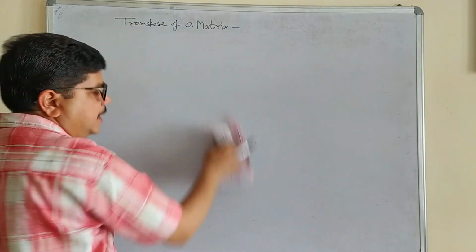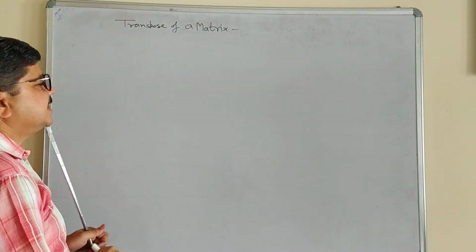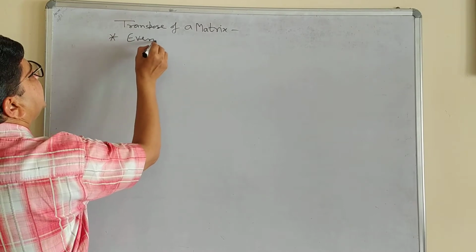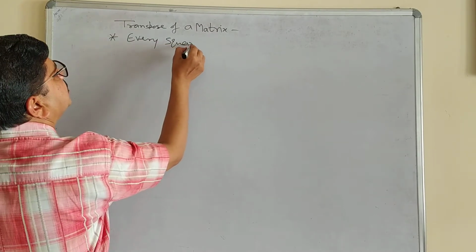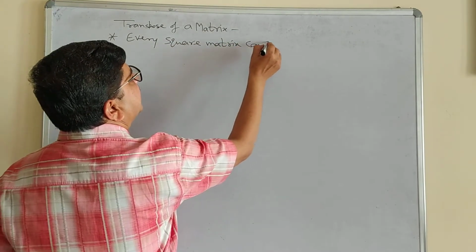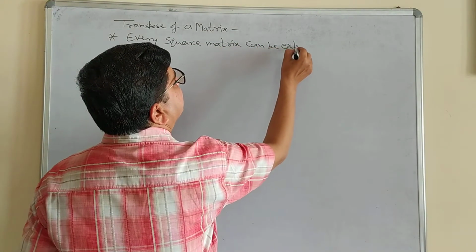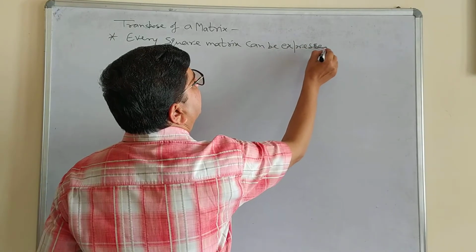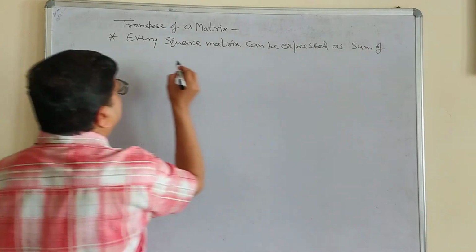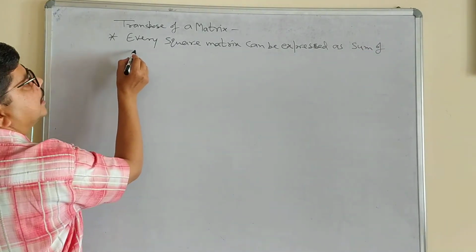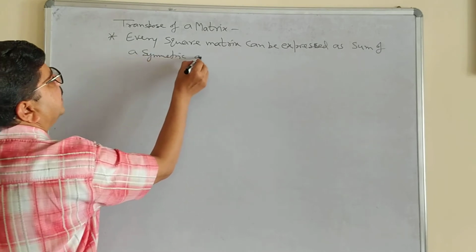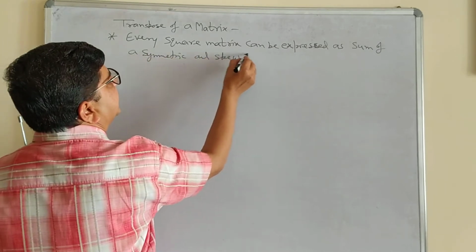Now another important point in this exercise, that is every square matrix can be expressed or written as sum of a symmetric and skew-symmetric matrices.